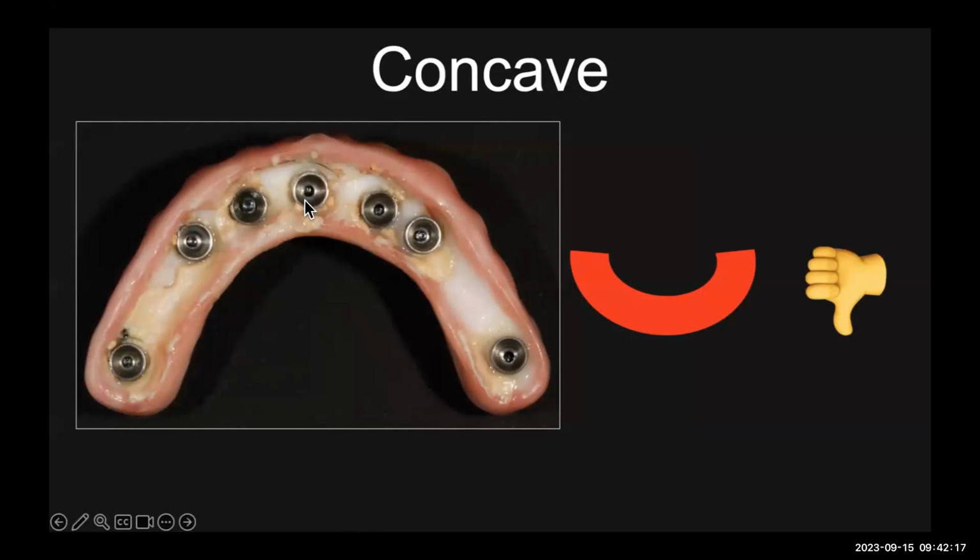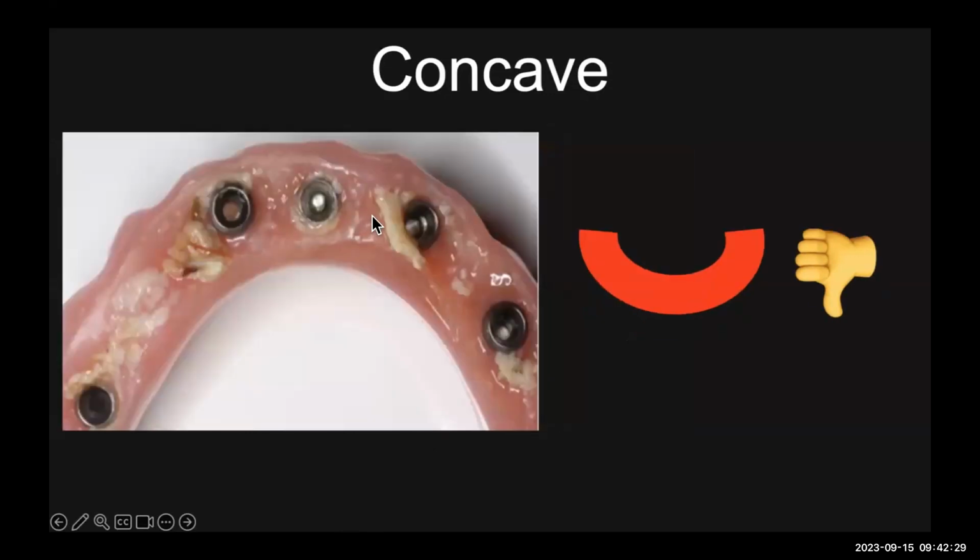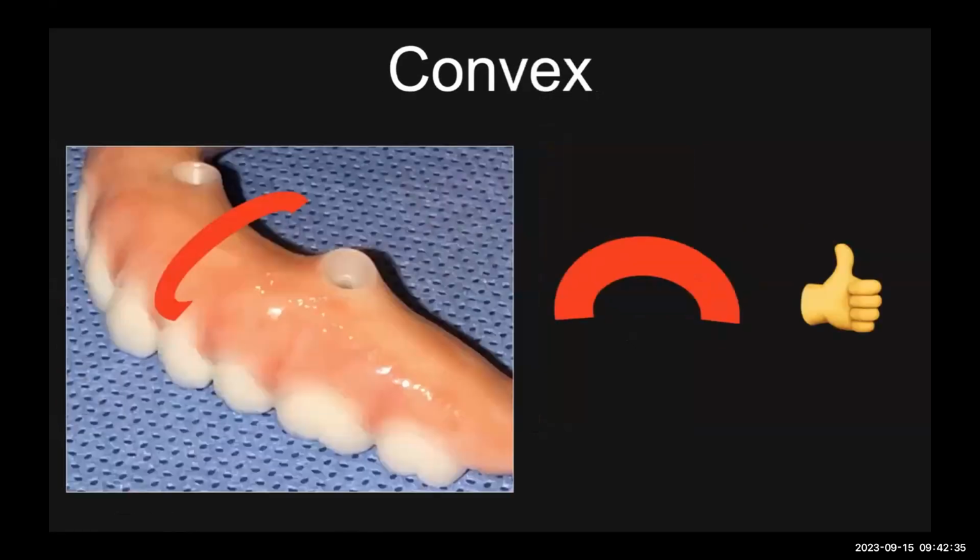It's a concave intaglio surface. And what it is, it's scooped out here, because food debris will just deposit here, and it becomes very difficult for the patient to clean. So a concave intaglio surface is the worst thing that you can have.